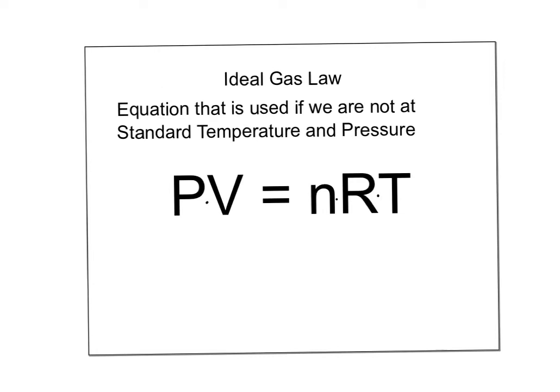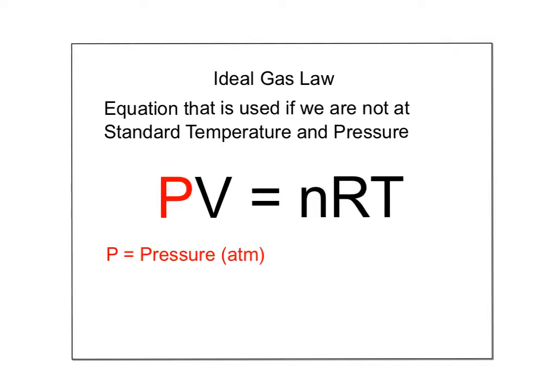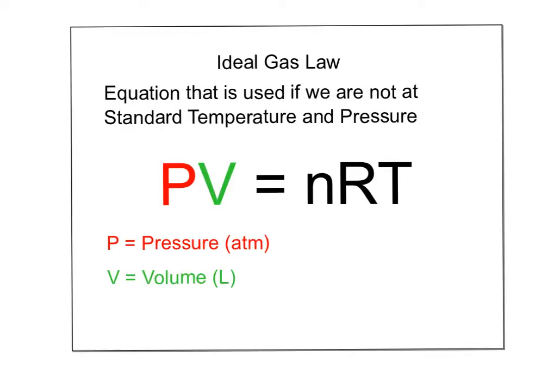All right, so the ideal gas law is an equation that we're going to use if we're not at standard temperature or standard pressure. So it helps us figure out an unknown condition. All of these are multiplication. First, P stands for pressure, measured in atmospheres. Next, we have V, which is the volume, measured in liters. So we're taking the pressure times the volume.